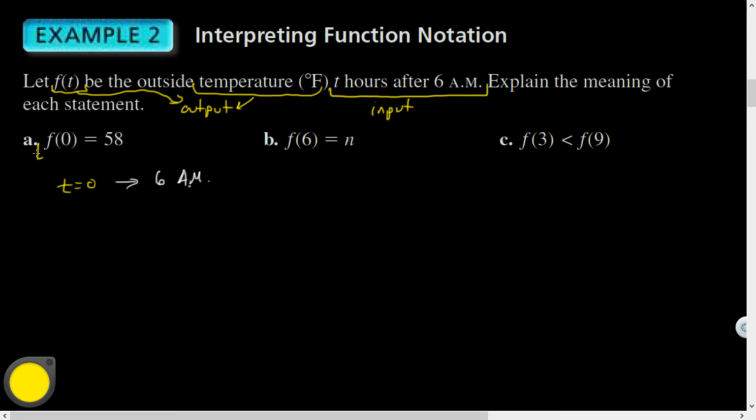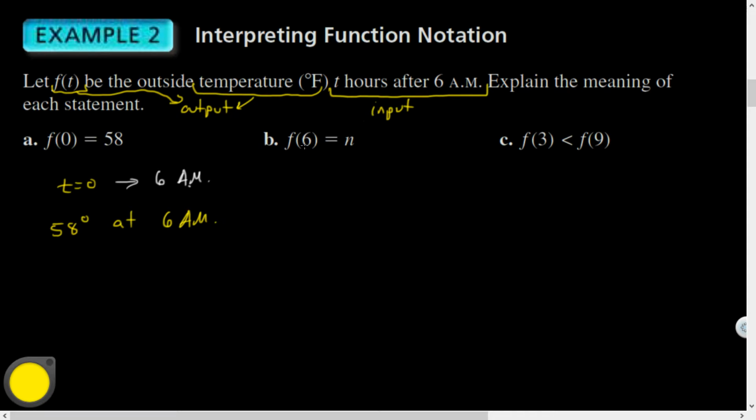So what does this represent? The output is 58, which is measuring degrees Fahrenheit. So that means it's 58 degrees at 6 a.m. The initial value of the function is 58, so the temperature at 6 a.m. is 58 degrees. Okay, this one's trickier.